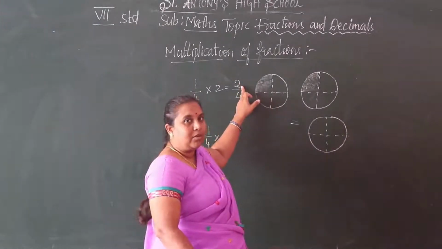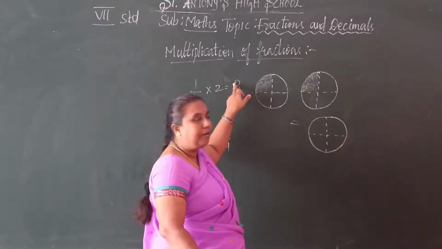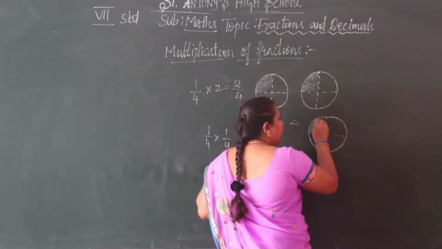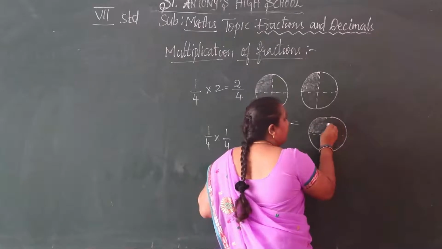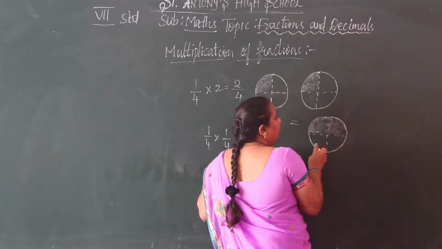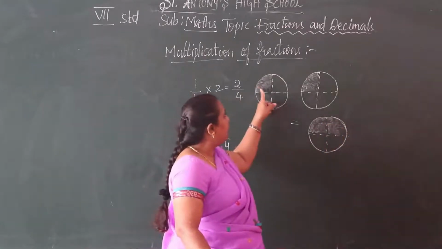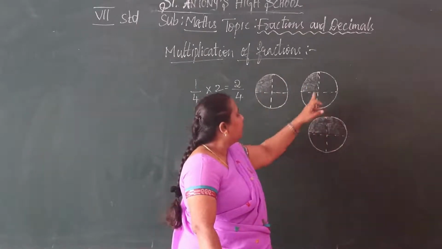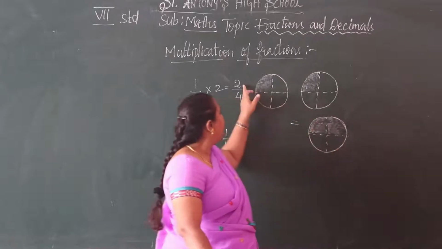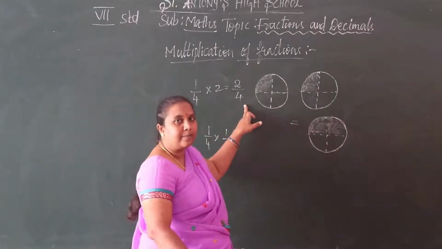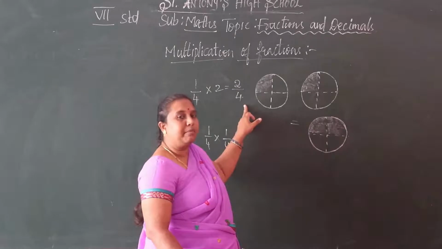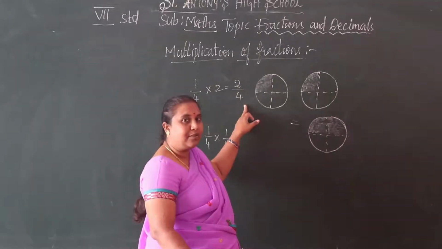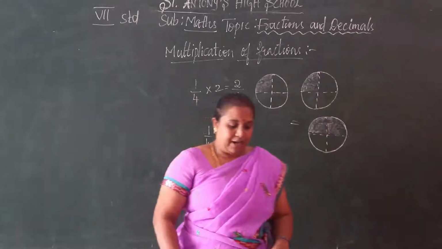In 4 parts we have 2 shaded parts. This is one part and this is one part. So now we have the result. See, 1, 2, 1, 2. In 4 parts we have 2. So 2 by 4 is the answer. Okay, so this is a pictorial representation of the multiplication of fractions.